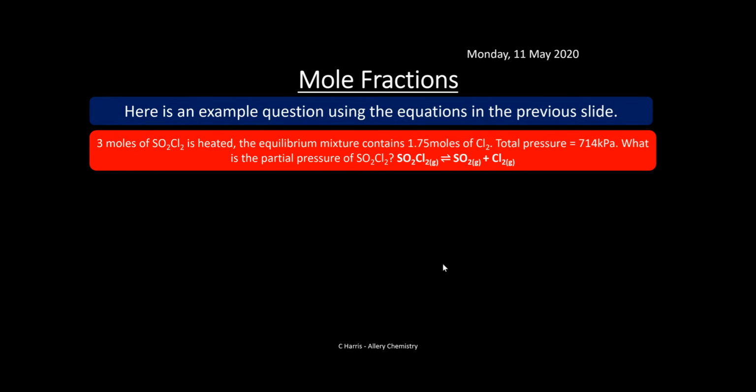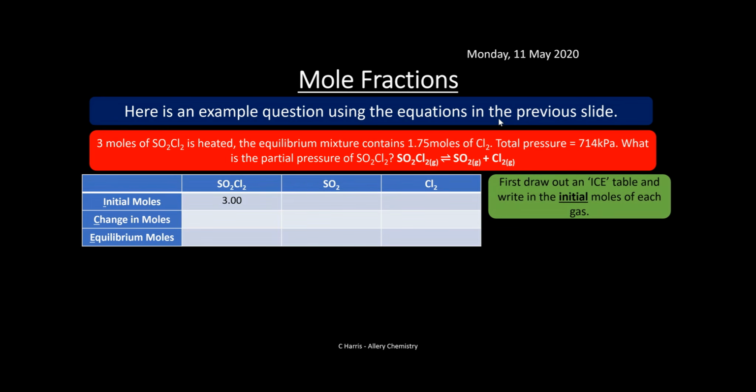So 3 moles of SO2Cl2 is heated. The equilibrium mixture contains 1.75 moles of Cl2. The total pressure is 714 kilopascals, as we've seen. What is the partial pressure of SO2Cl2? And we've got our equilibrium reaction there, which is SO2Cl2 in equilibrium to form SO2, sulfur dioxide, and chlorine. Okay, all looks rather familiar.